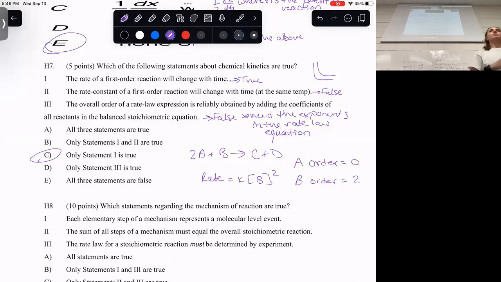Do you have a question? If the concentration of something in a 0th order reaction doesn't matter, why is it there? Because we're chemists and we give you stuff you don't need. It depends, it would need a full explanation of it.